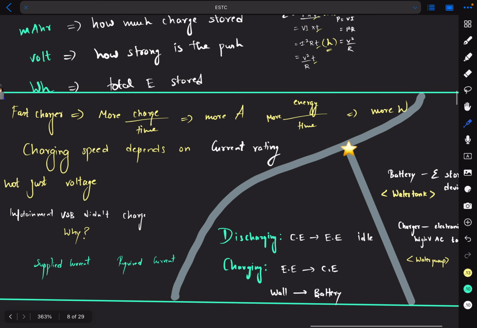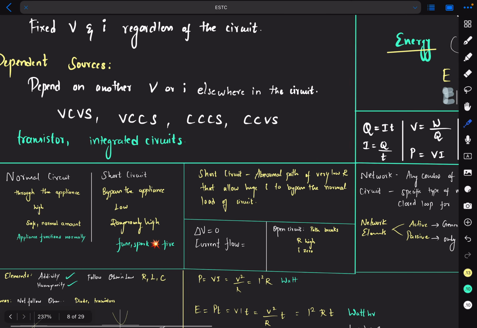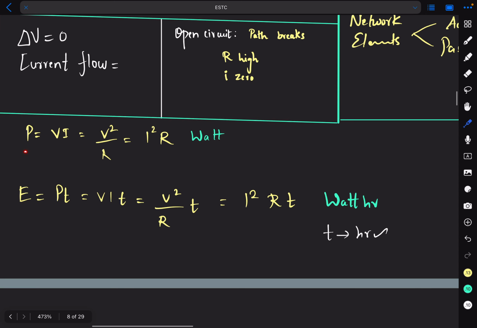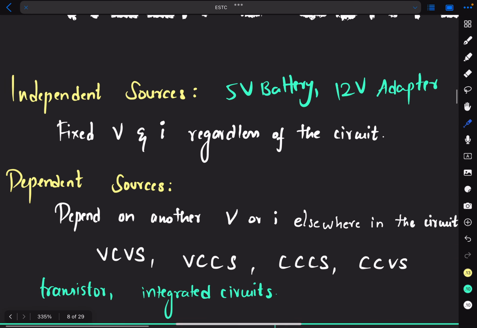Alright, now let's learn a few things related to the first week. So you learned these formulas, VI, V square by R, I square R, PT, VIT, V square by R T, these things, and that our time is in hours. Alright, now let's learn about something new.